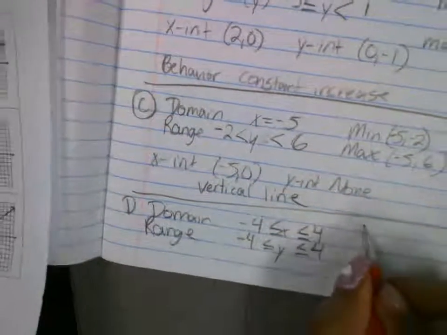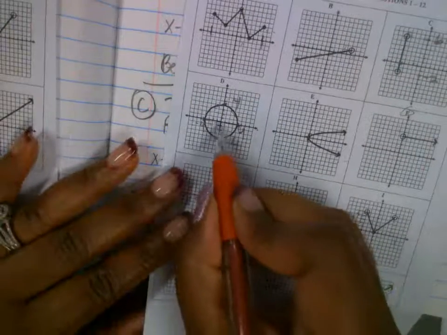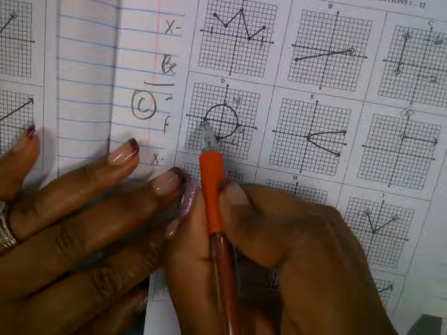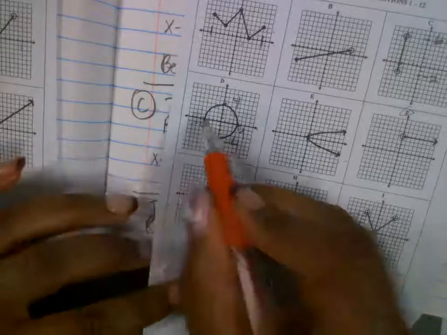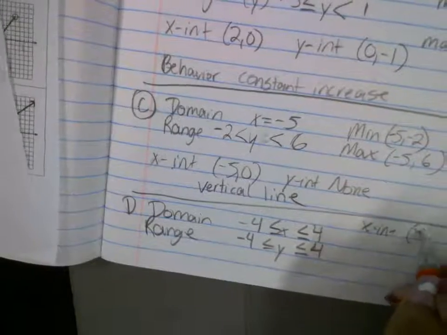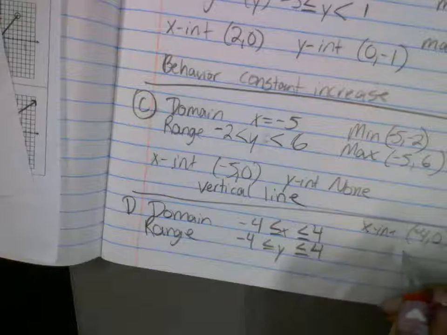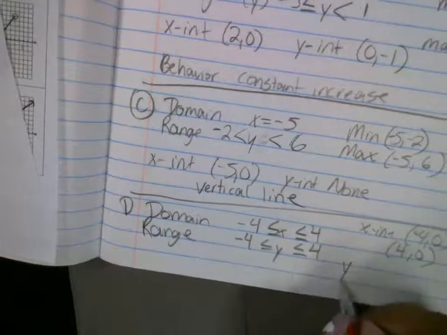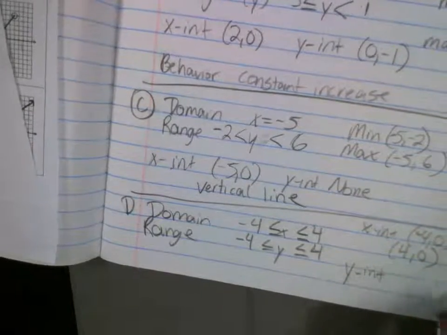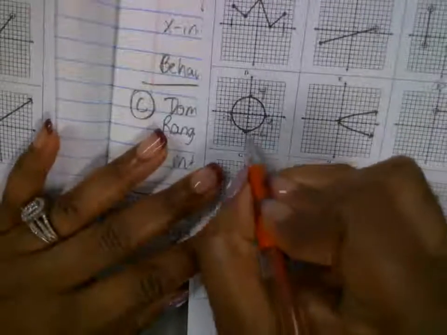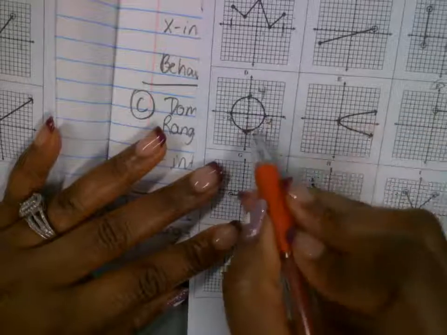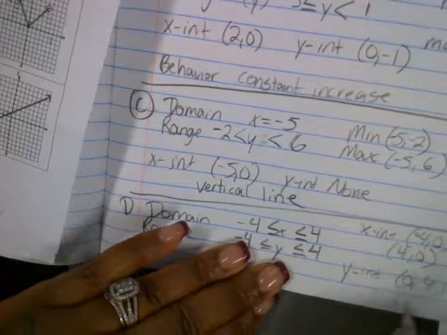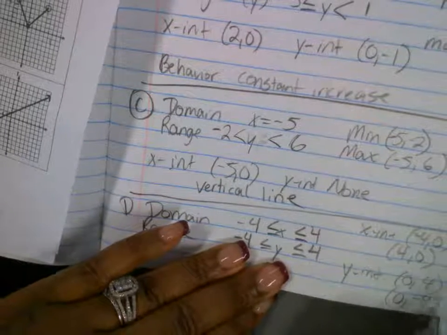Okay. What's your x-intercept? Where does it cross the x-axis? It's negative 4, 0. And what's the other one? 4, 0. What about your y-intercept? It crosses here, down here, and up here. I got 0, 4. And you're right, 0, negative 4.